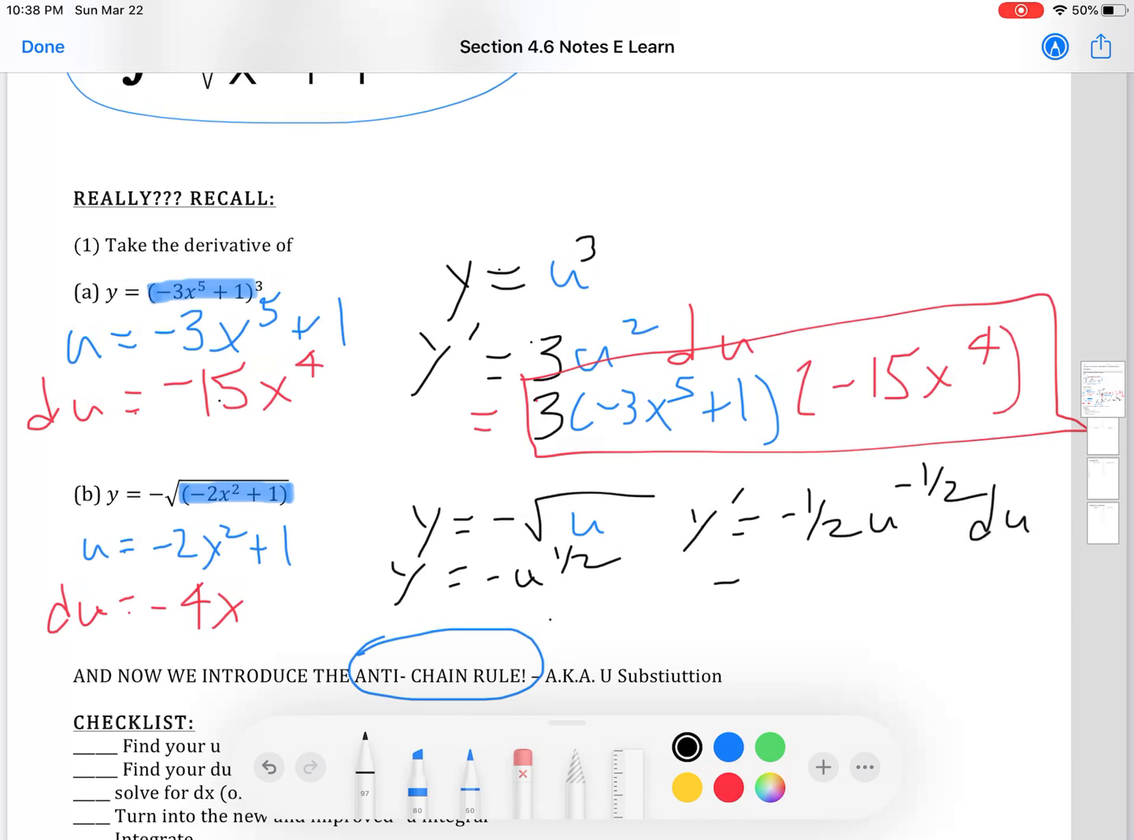du. And then we could just put in our u and our du. So our u was that negative 2x squared plus 1 to the negative half. And then our du was negative 4x.